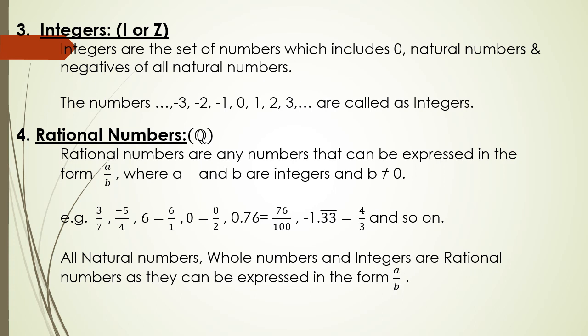So till now we can say that all the natural numbers, whole numbers and integers are rational numbers, as they can be expressed in the form A upon B. We can simply take denominator 1 and every natural number, whole number or integer can be written in the form of a rational number.